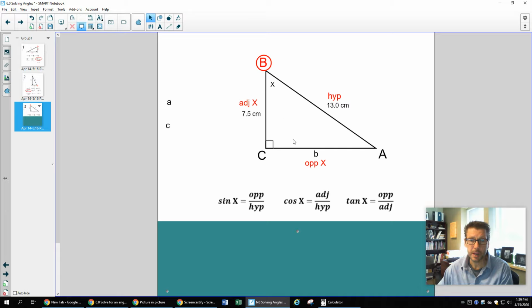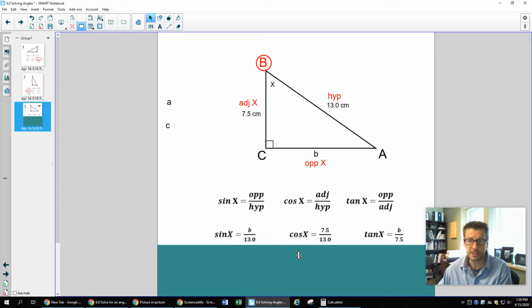Okay, so I've got my triangle. I've got my ratios. Let's put in the numbers and the letters that we know. Sine of B or sine of X is opposite, so it's little b over hypotenuse 13, b over 13. Cos of X is adjacent, 7.5 over hypotenuse 13. Tangent of B is opposite over adjacent. So opposite is B and adjacent is 7.5.